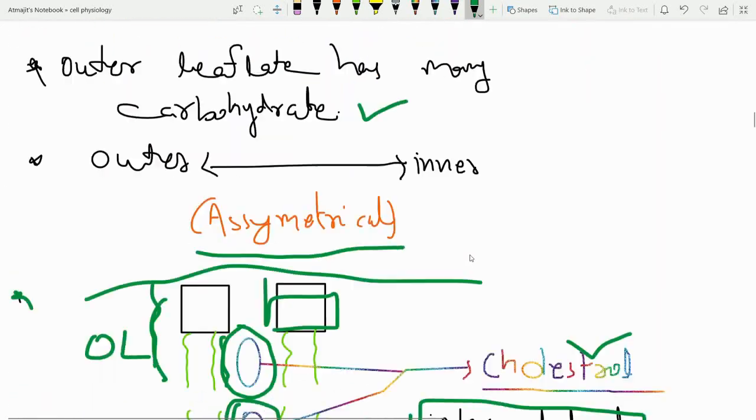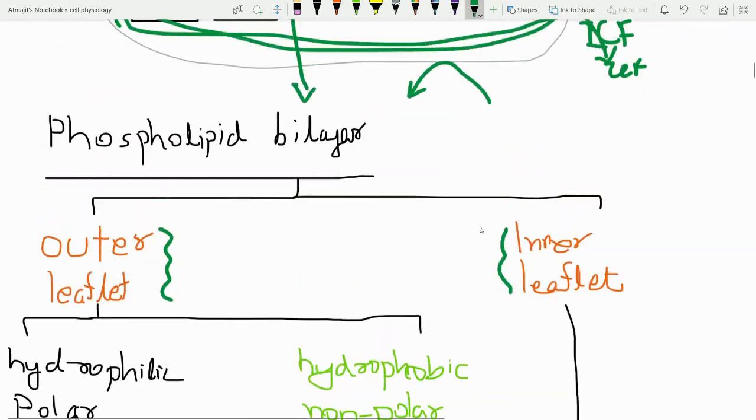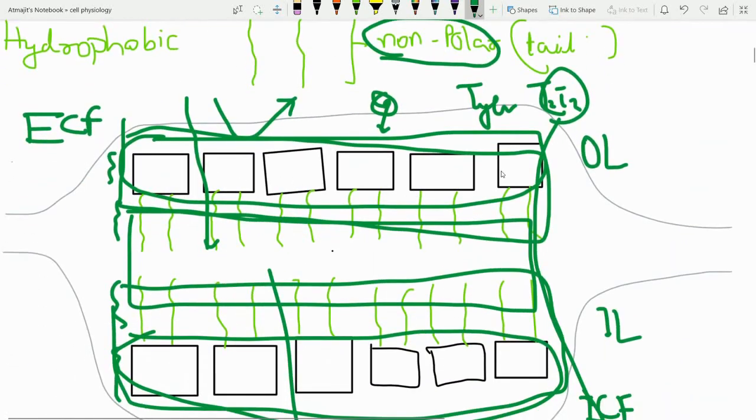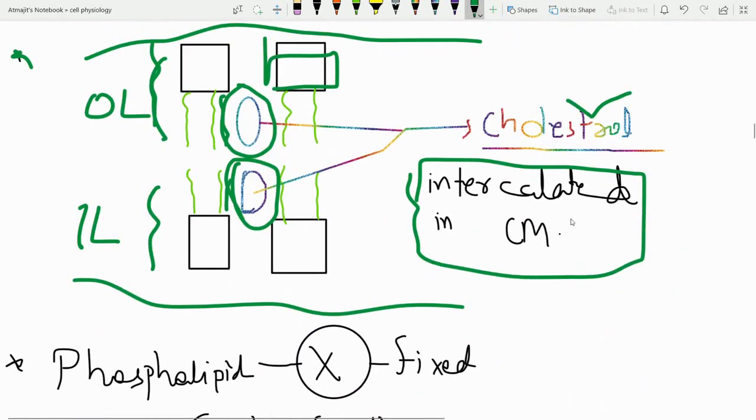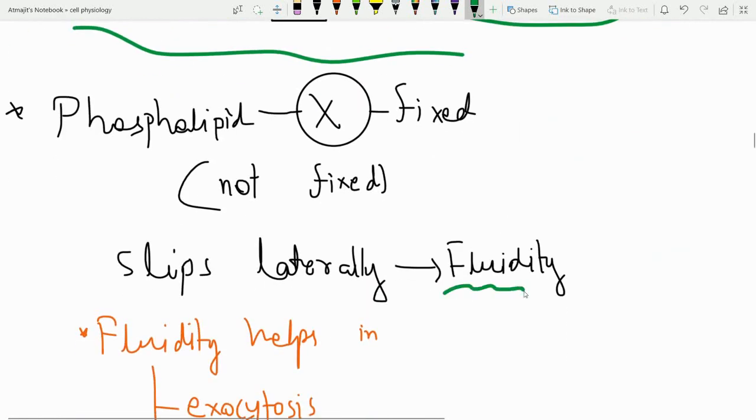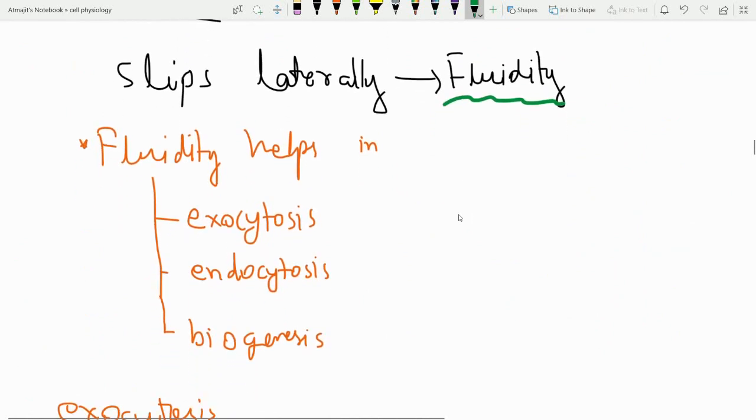It means the structures are not fixed. They can move side by side. So this movement is called fluidity. Fluidity helps in mainly three processes: exocytosis, endocytosis, and biogenesis.